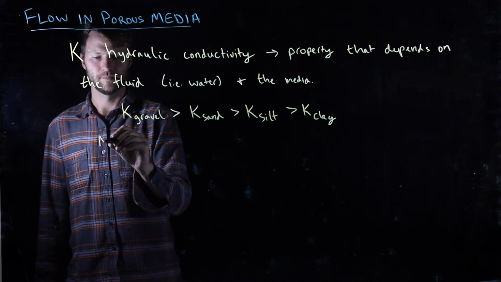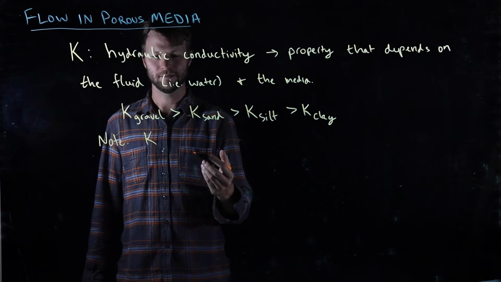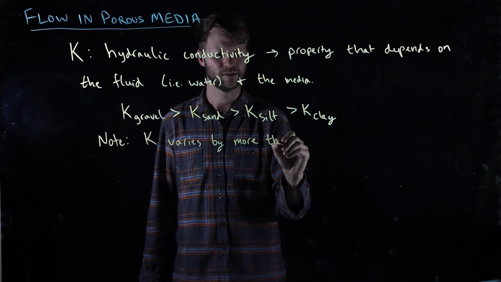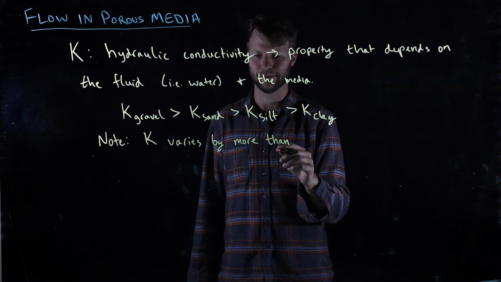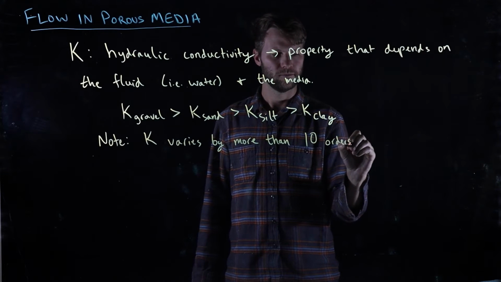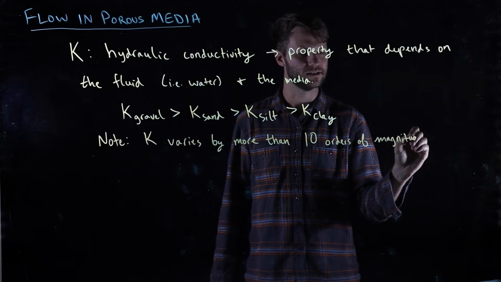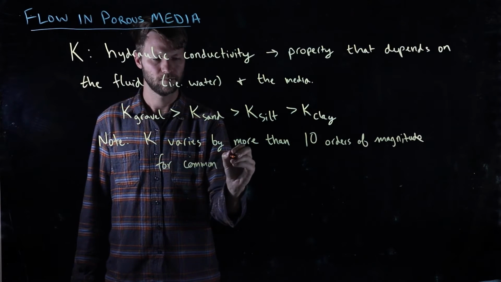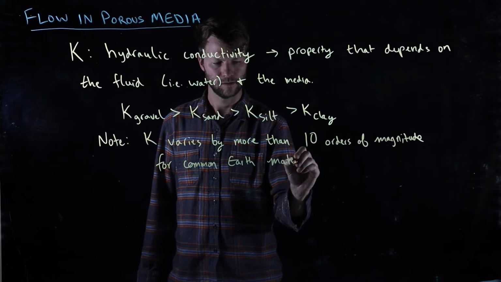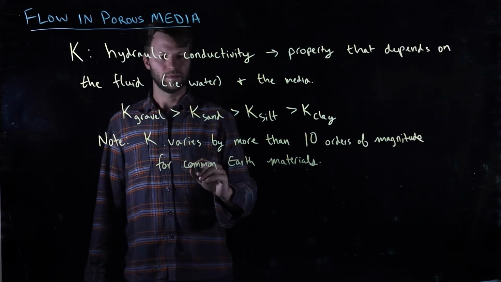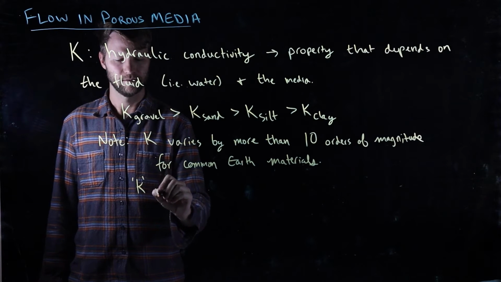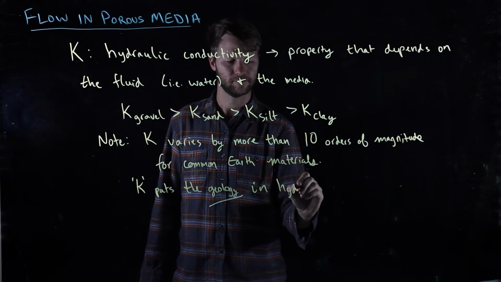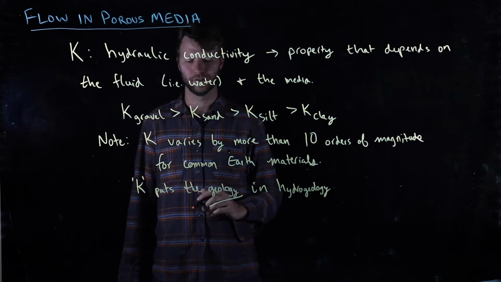And just a note, this is interesting, K for common materials at Earth's surface varies by more than 10 orders of magnitude. It's one of the physical parameters that varies the most in earth science in common applications. So there's more than a billion-fold difference in K of common Earth surface materials. So this is why you may have heard this saying that K puts the geology in hydrogeology. It is what is describing the rocks and how easily water flows through them, for example.